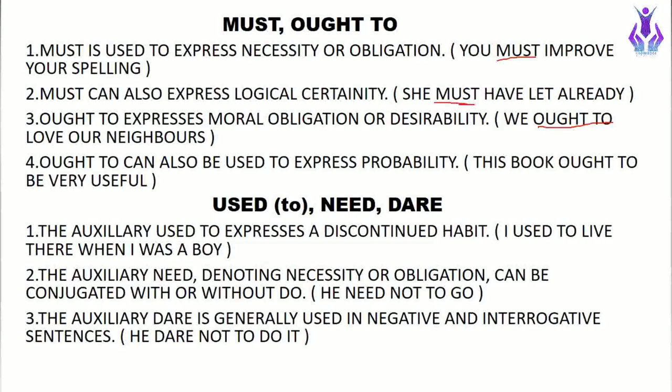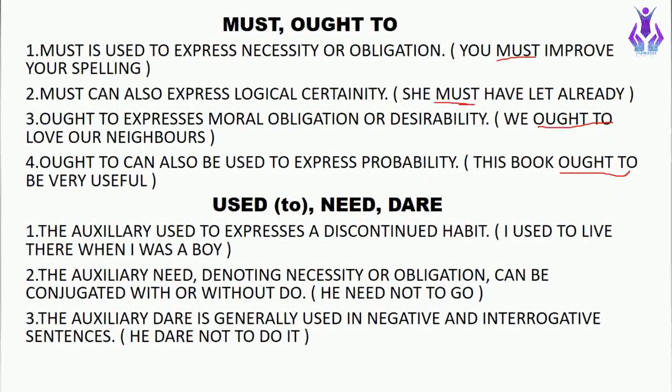The next one is that ought to can also be used to express probability. We will see it from the example: this book ought to be very useful. It is a probability that it might be very useful. Might is not the correct word for this sentence. So there we put, this book ought to be very useful, because we are expressing a probability that it may be very useful. So there we put ought to.